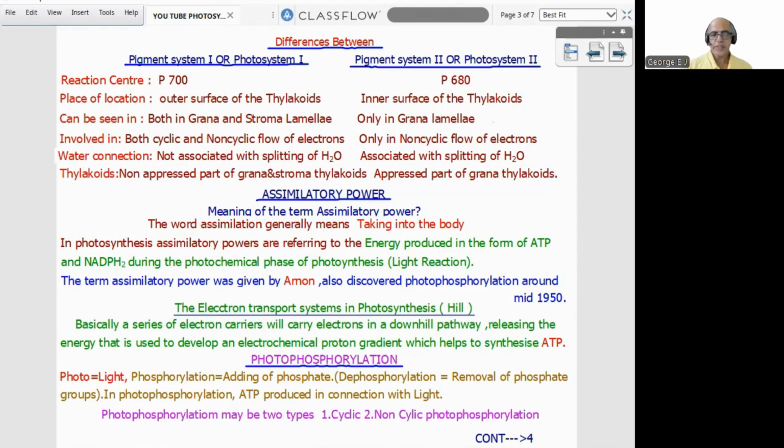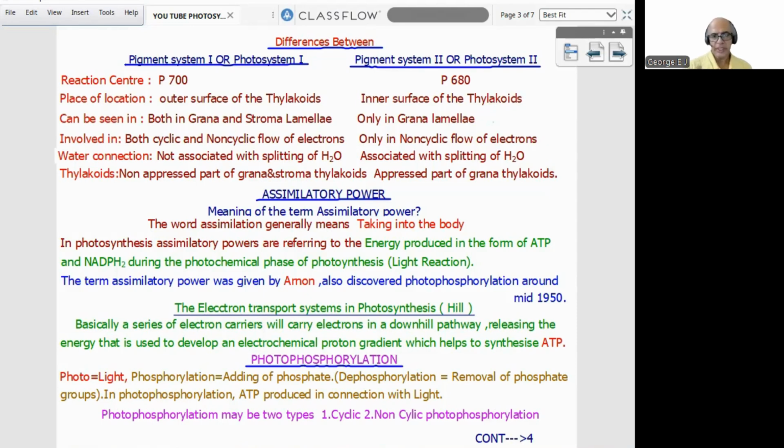Now comes assimilatory power. So what is the meaning of the term assimilation? There was a chapter called mineral nutrition. Presently, it is not there, where there is a heading, nitrogen assimilation.